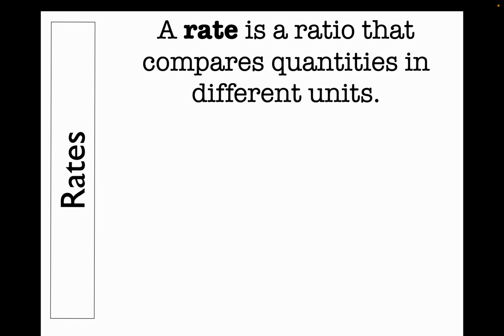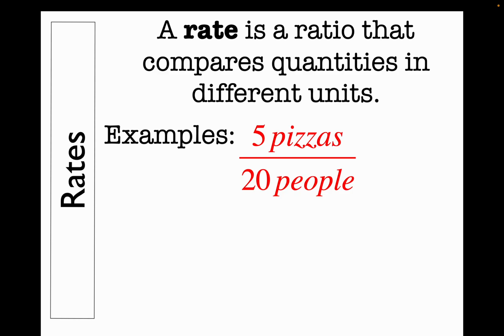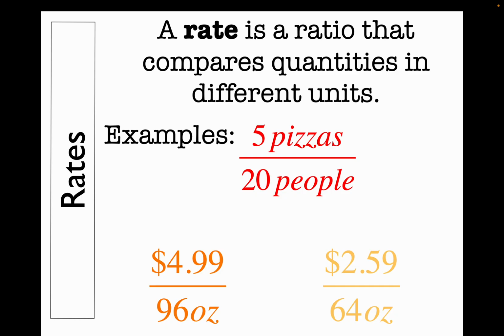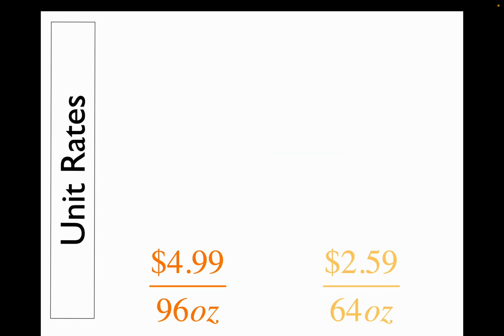But a rate compares quantities in different units. So instead of people compared to people, we might have like 5 pizzas for 20 people, or $4.99 for 96 ounces of orange juice versus $2.59 for 64 ounces of orange juice. And with those rates, which orange juice is the better deal?